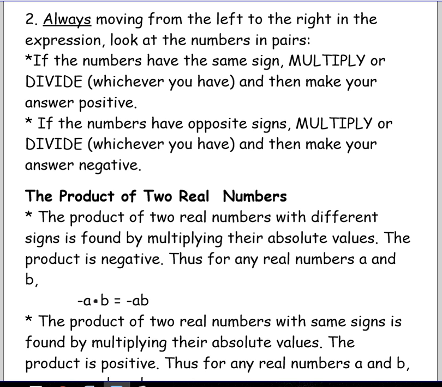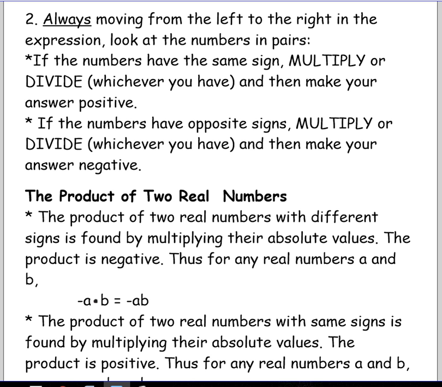So when we're looking at multiplication, the product of two real numbers with different signs is found by multiplying their absolute values. The product is negative. Thus, for any real numbers a and b, negative a times b equals negative ab. So you multiply the numbers that you see. It says using their absolute value, so you forget about whether they're positive or negative. And then if there's one negative sign, your answer is negative.